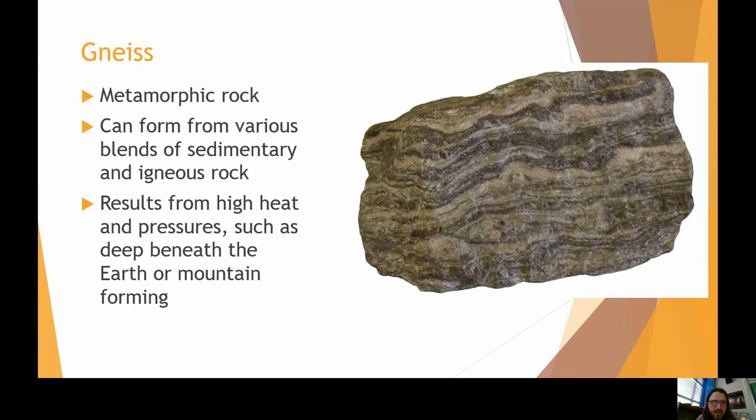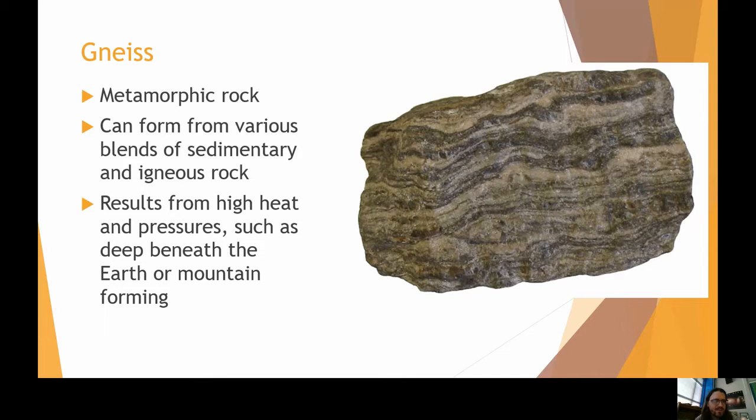And our final rock that we're going to look at today is gneiss. Basically, gneiss is a metamorphic rock that can form from a variety of different kinds of rocks. Usually, in certain mountain ranges, you have igneous and sedimentary and all kinds of rocks smashed together. And the general result of this mass smashing of all these different rocks is something called gneiss.